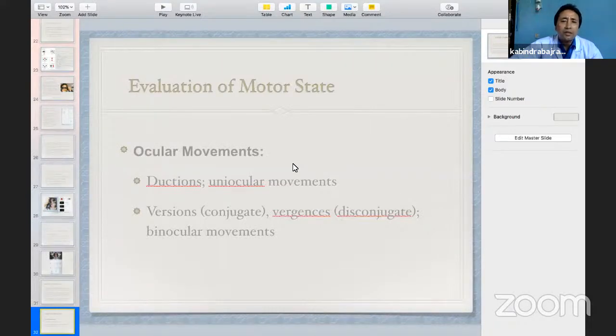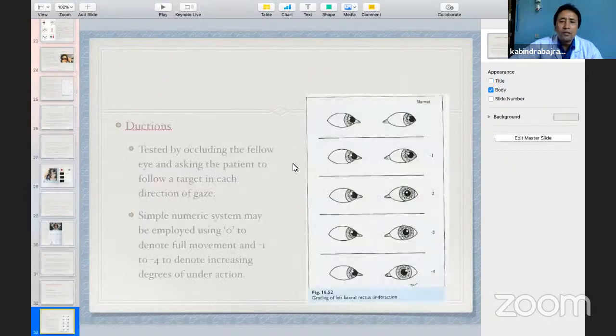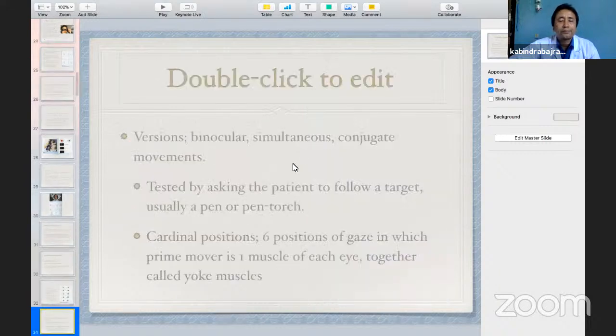Now we'll briefly talk about the evaluation of motor state. Ocular movements can be ductions, uniocular movement, and binocular movements can be versions and vergences. For ductions, each eye is tested one at a time with a pen or pen torch, and adduction, abduction, supraduction, infraduction is tested. If the movement is not complete, then we can denote 0 as full movement, whereas -1 to -4 to denote increasing degree of underaction. Versions are binocular conjugate movements, tested with the help of a pen torch.